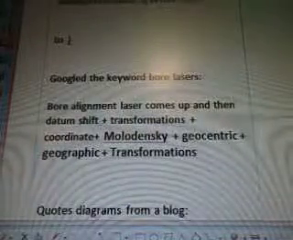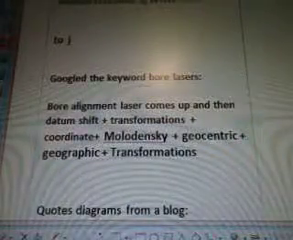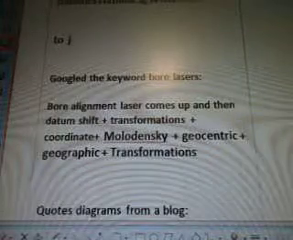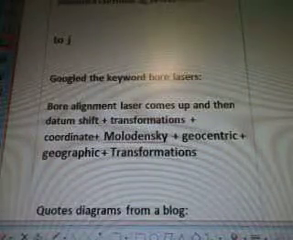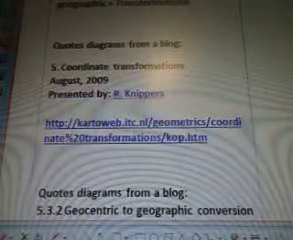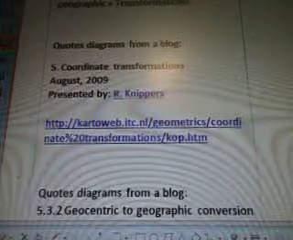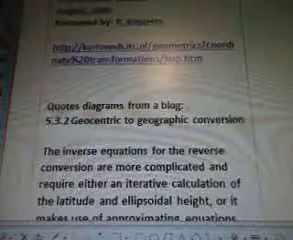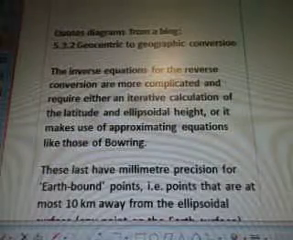So I googled the keywords bore alignment laser, and then I got to datum shift transformations, coordinate Molodensky geocentric geographic transformations. The data is from August 2009, presented by R. Knippers. Quotes and diagrams are from the blog cartoweb.itc.nl. So we're looking at 532 geocentric to geographic conversion.